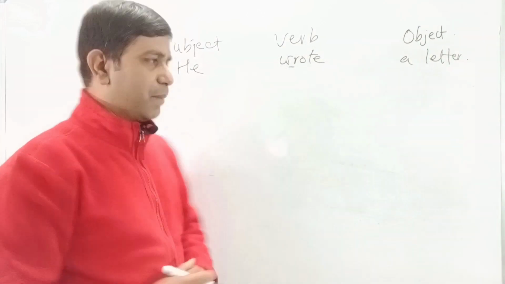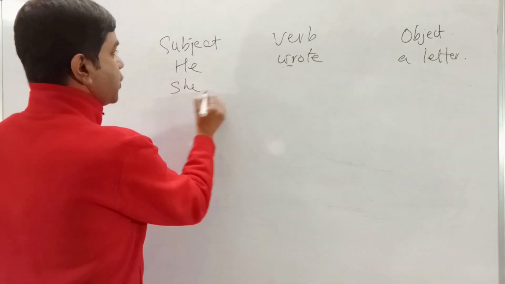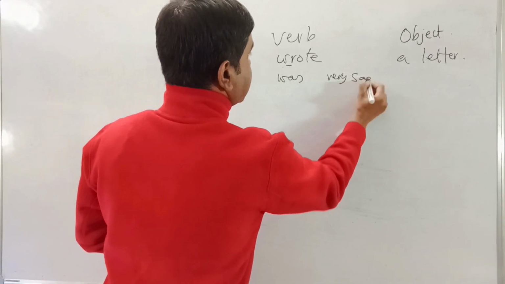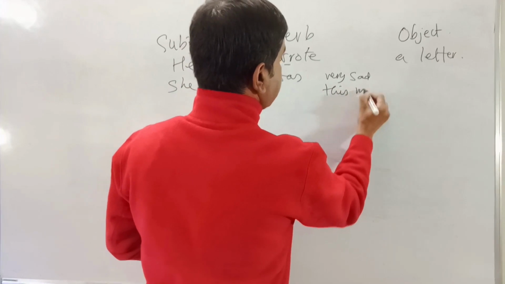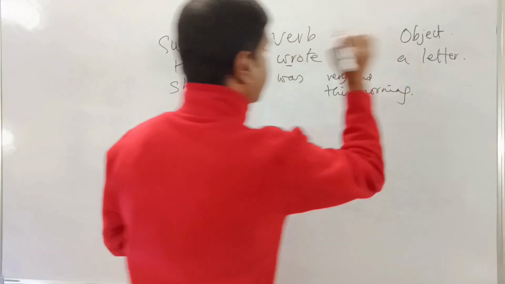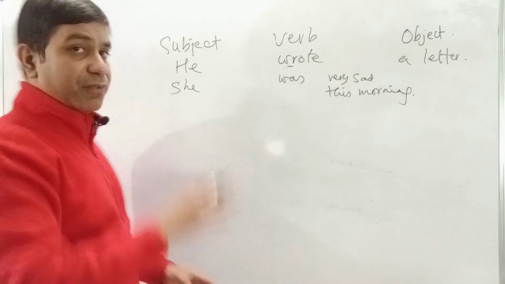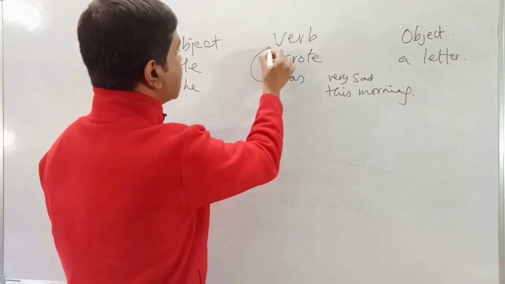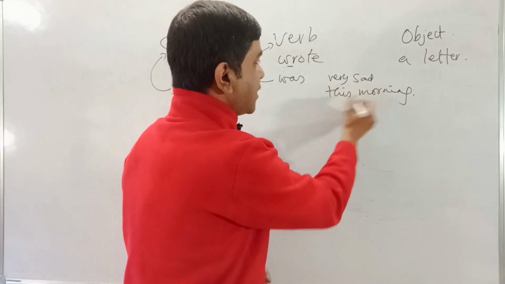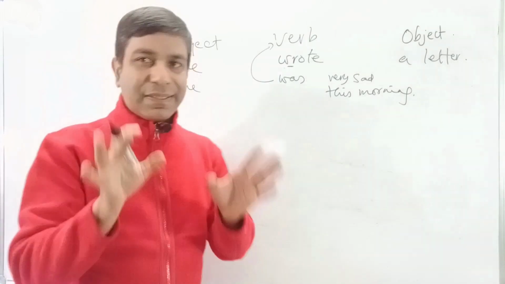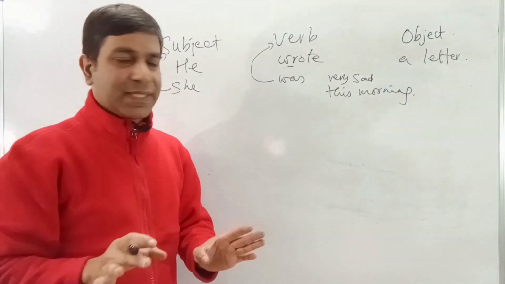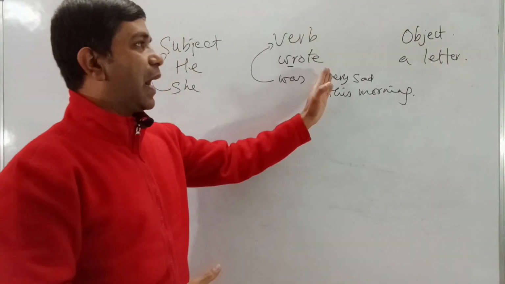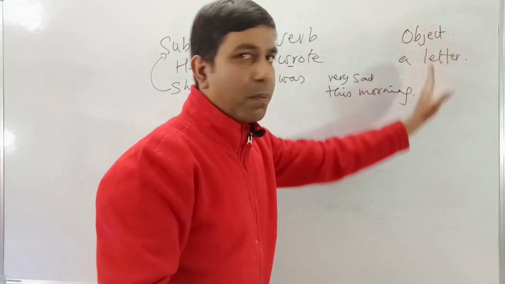Let's take another example. Let's say, she was very sad this morning. Okay, now look at this sentence. Subject is she and was is the verb, and very sad this morning is not the object. In this sentence, there is no object. So this is some other word. It is not the object of the sentence. So I did not write towards the object column.